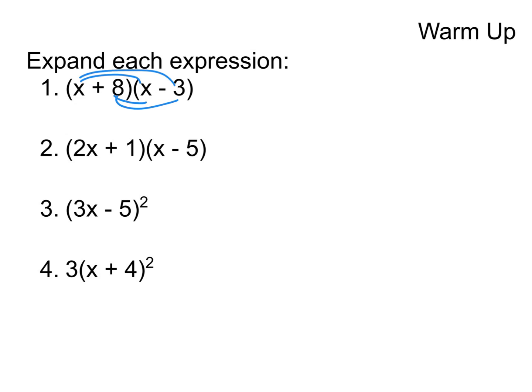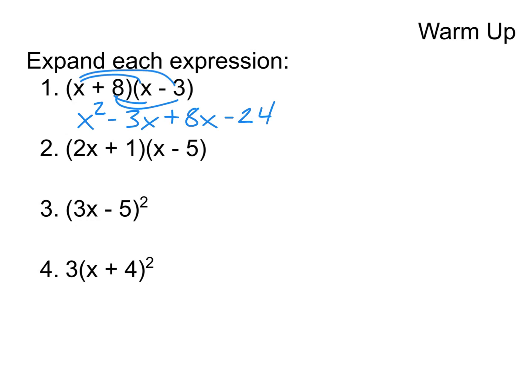So when we do that multiplication, the x times x gives us x squared. Then we do x times negative 3, that will give me minus 3x. Then 8 times the x, so that is plus 8x. And then 8 times negative 3 gives us a negative 24, or minus 24.